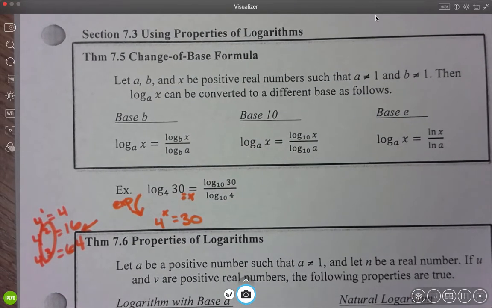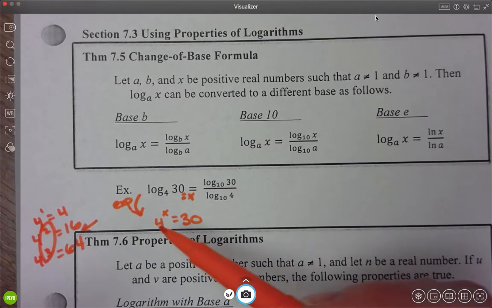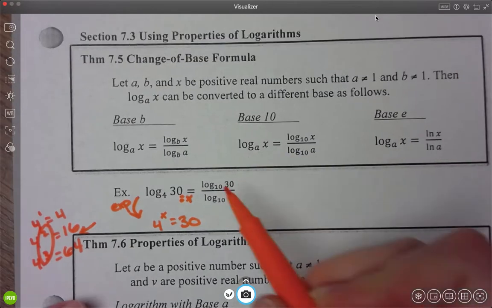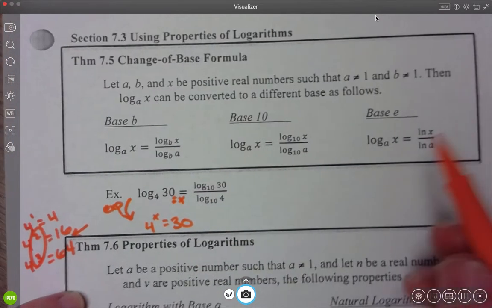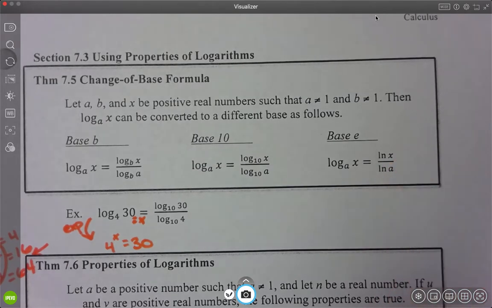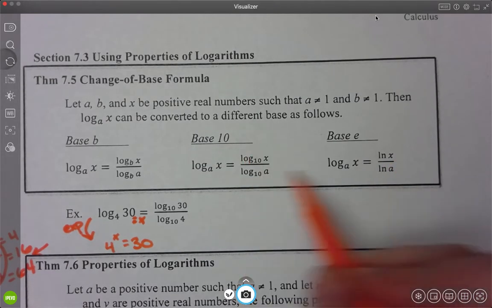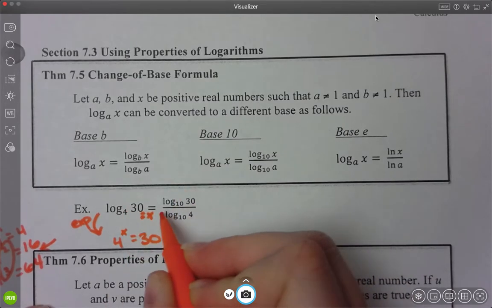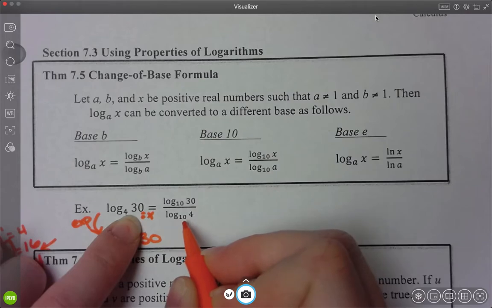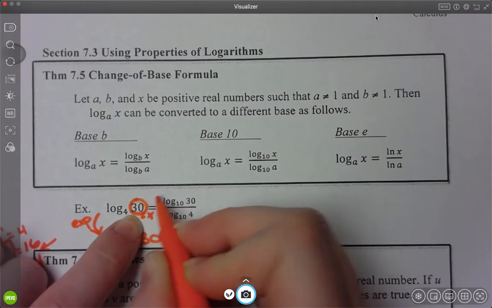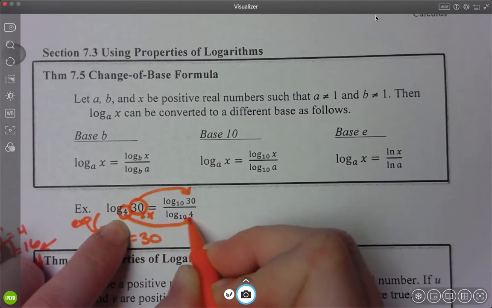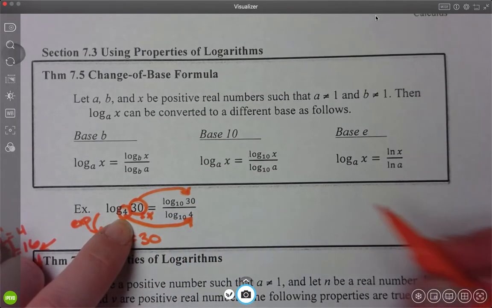But let's say my calculator doesn't evaluate log base 4 of 30. I can't just type that in. What I can do is change the base. I can change it either to base 10 or to base E, which is ln, and both of them work the same way. If I change it to a base of 10, it's going to be log base 10 of something over log base 10 of something. This number right here goes to the top. The basement number goes to the basement. So the subscript number always goes below.